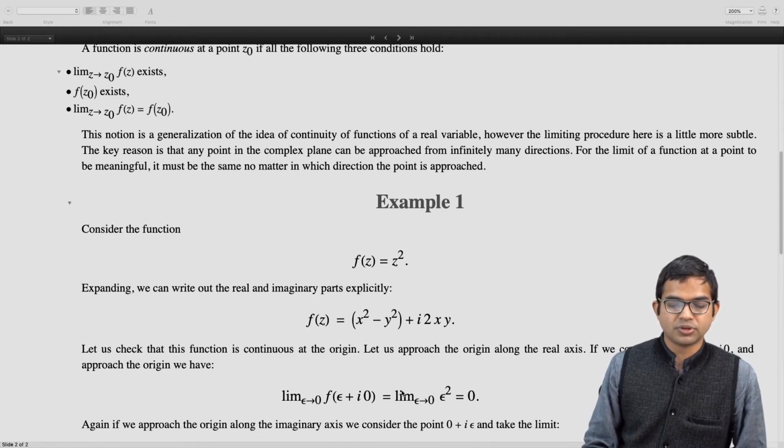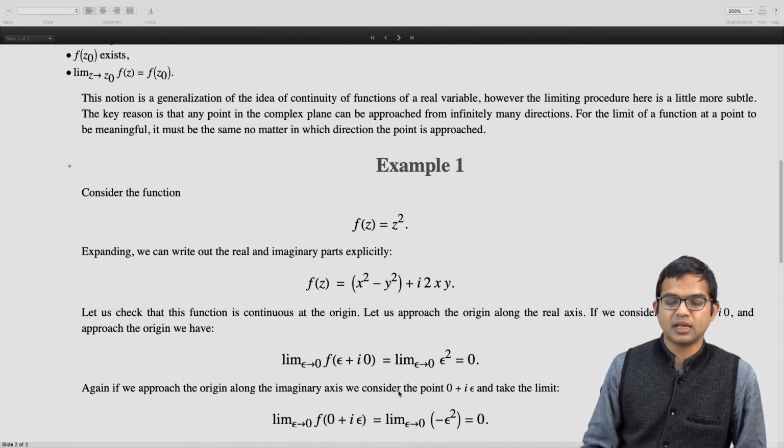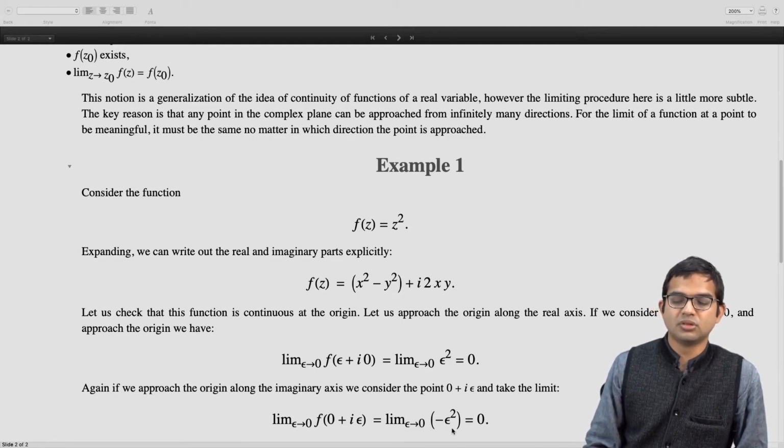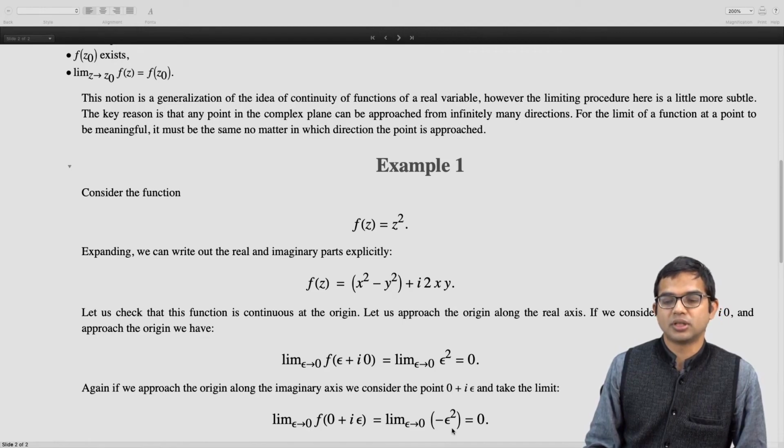So again, if you approach the origin but along the imaginary axis, we would consider the point like 0 plus i epsilon, slightly away from the origin but along the imaginary axis. And then you do the same exercise again, limit epsilon tending to 0, f of 0 plus i epsilon, which will now give you, when you square it, a minus sign. But since you're taking the limit epsilon going to 0, it doesn't matter whether you have a positive sign or a negative sign, so the value is 0.